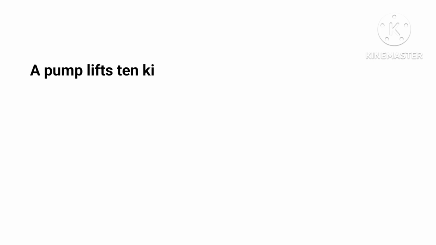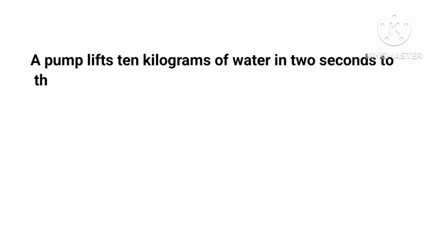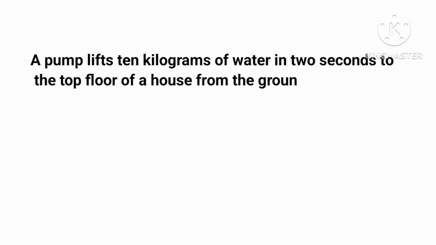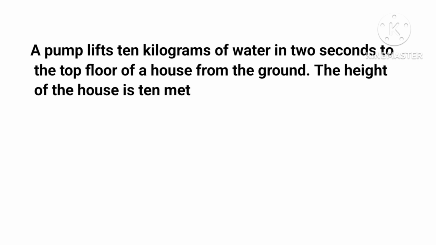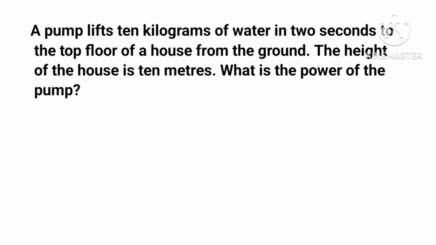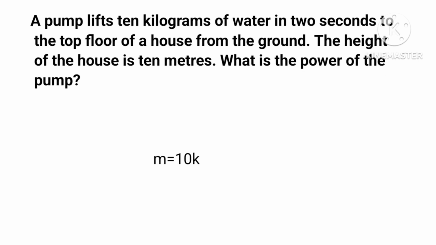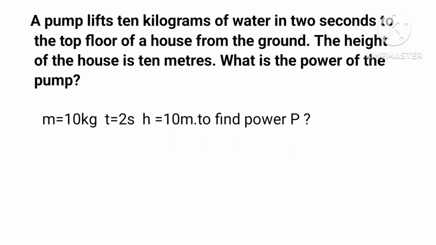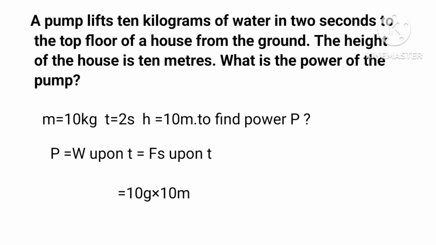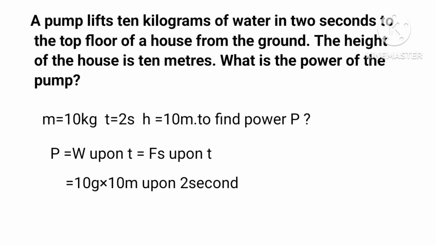A pump lifts 10 kilograms of water in 2 seconds to the top floor of a house from the ground. The height of the house is 10 meters. What is the power of the pump? Given that m equals 10 kilograms, t equals 2 s, h equals 10 meters, to find power P. P equals W upon t equals Fs upon t equals 10 times g times 10 meters upon 2 seconds equals 50 g equals 50 times 10 equals 500 watt.